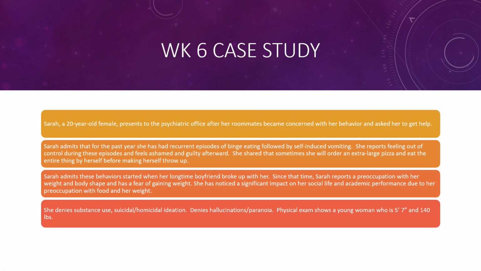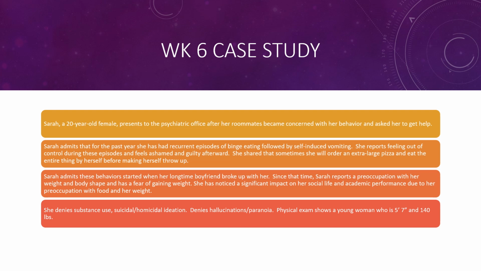We have Sarah, a 20-year-old female whose friend suggested she come in and get help. She admits that for the past year she's been binge eating, followed by self-induced vomiting. She's been feeling out of control during the episodes, has associated shame and guilt. She shares that sometimes she'll order an extra large pizza and eat the entire thing by herself before vomiting. Self-induced vomiting. Sarah admits the behavior started when her longtime boyfriend broke up with her.